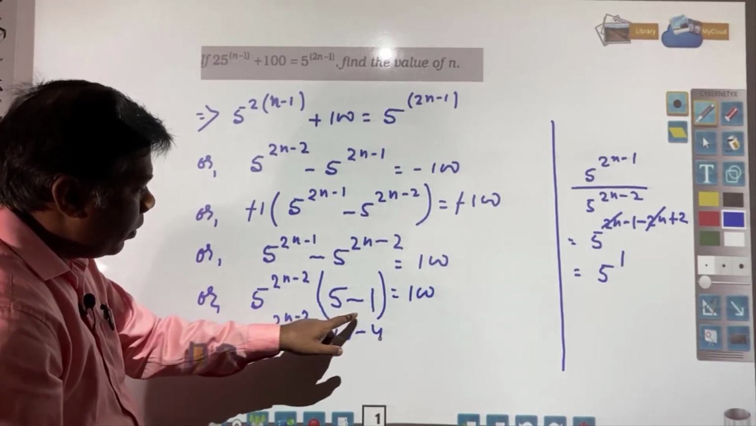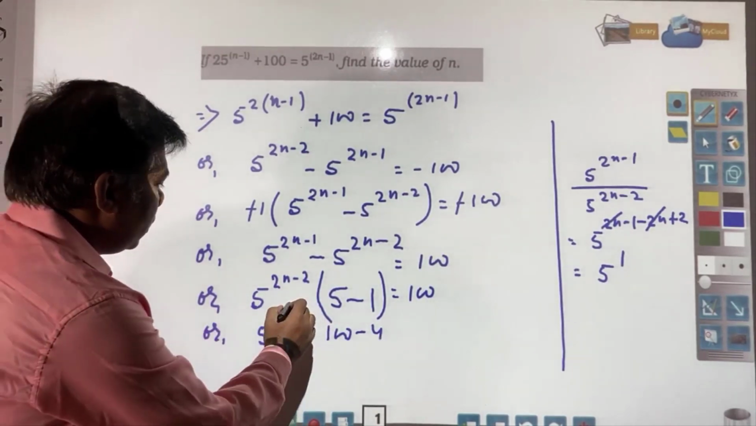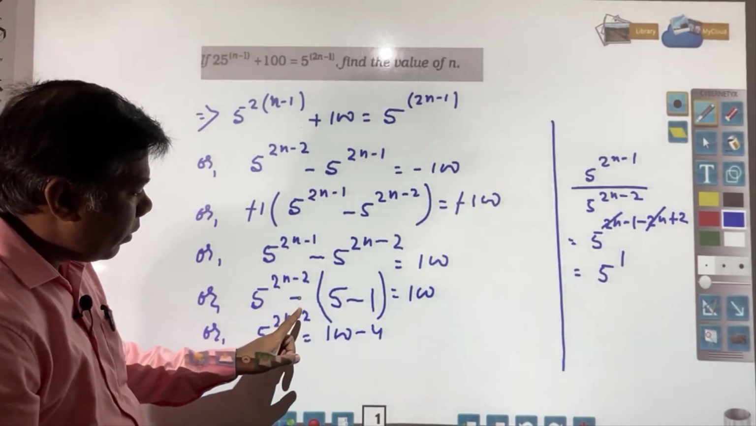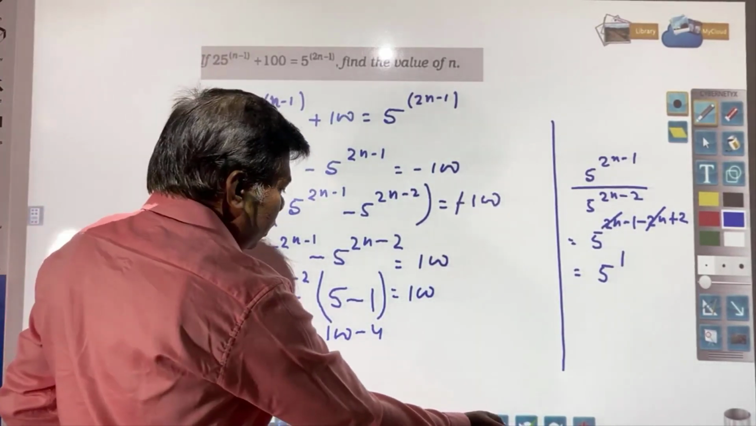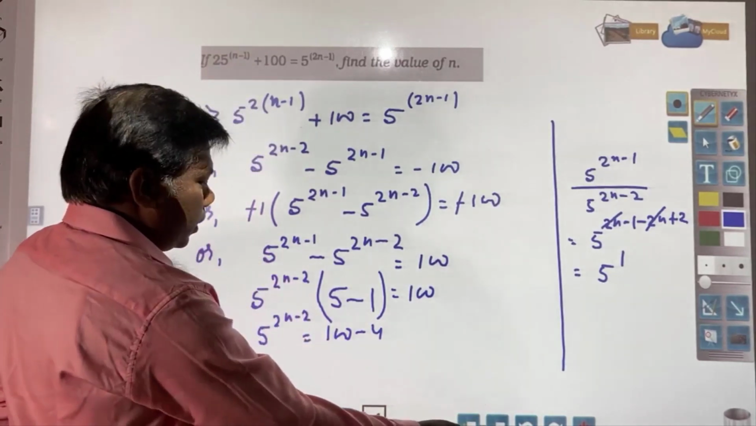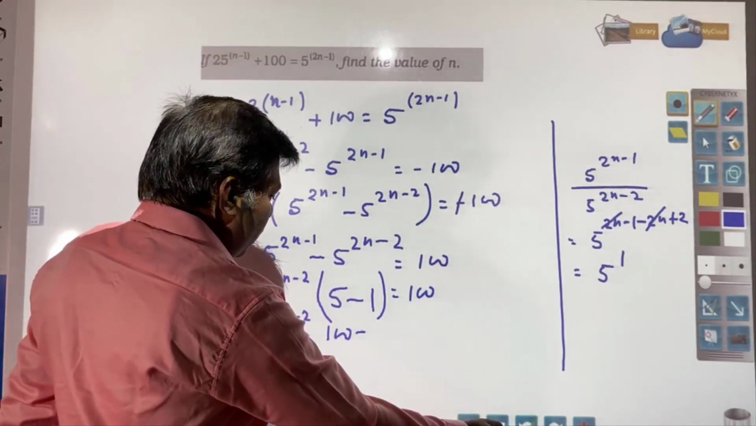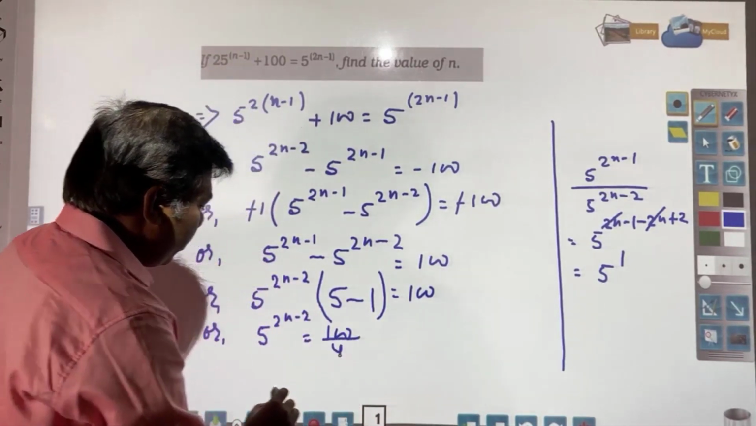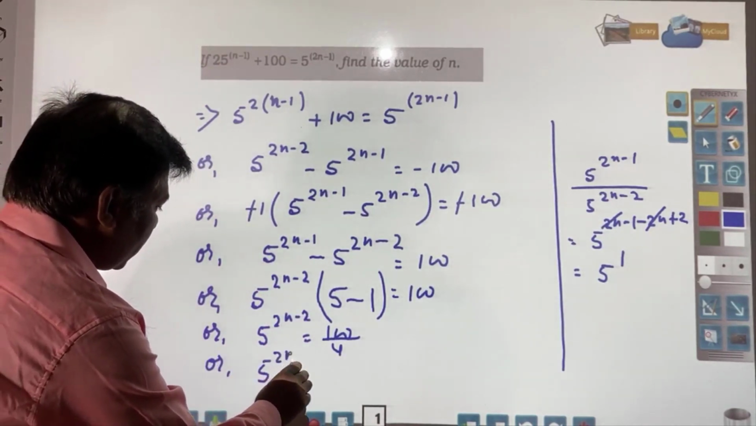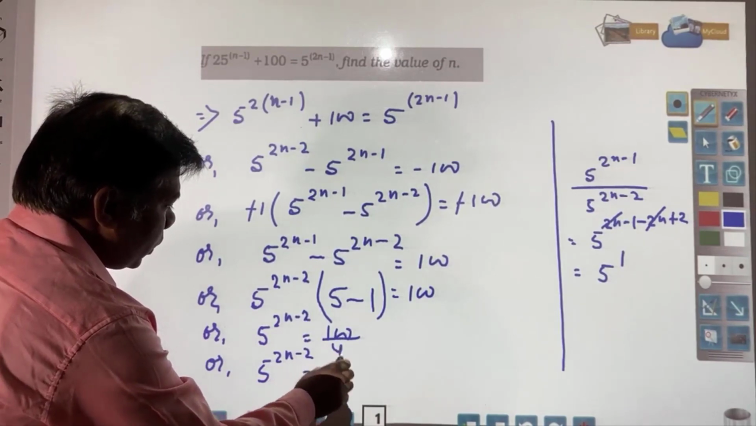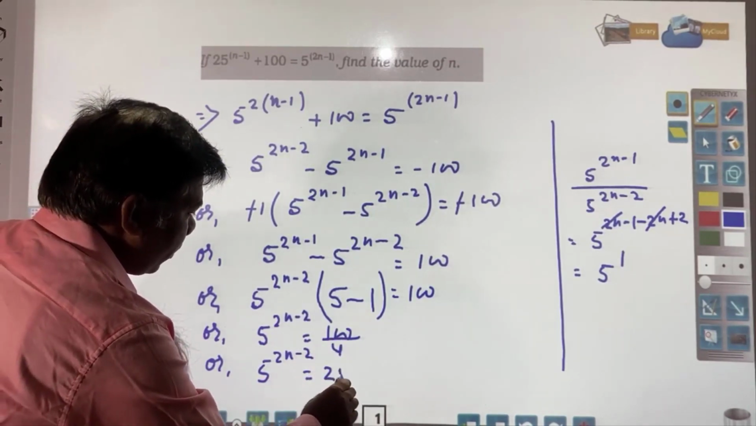This 5 to the power 2n minus 1, 4 we have. So sorry, this is in division, not in minus. Division it is. So this will be divided by 4, and this will be 5 to the power 2n minus 2 will be equal to, this you divide, you will get 25.